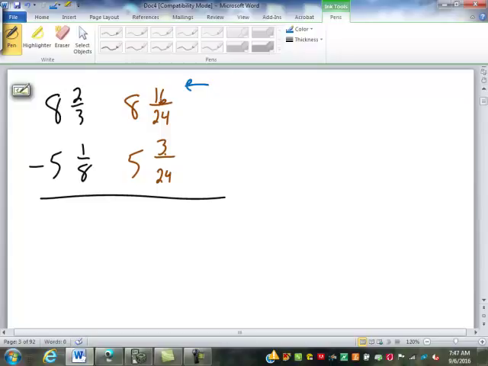So we have 16 minus 3 is 13, and it stays 24ths. 8 minus 5 is 3. Simple enough, right? Okay, good. Well, then we're ready to move on to the next level of that. Like 9 1/3 minus 5 3/4.